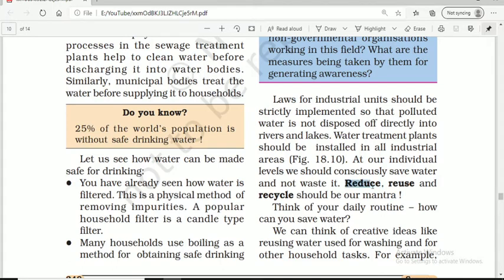Reduce means we have to use very little water, which is sufficient for us. Reuse, we can reuse any water. We have to not waste the water. Then recycle, we can recycle or purify water which is not drinkable, so we can make drinkable water. You have read in an earlier class also how ocean water is also made drinkable, in separation of substances.